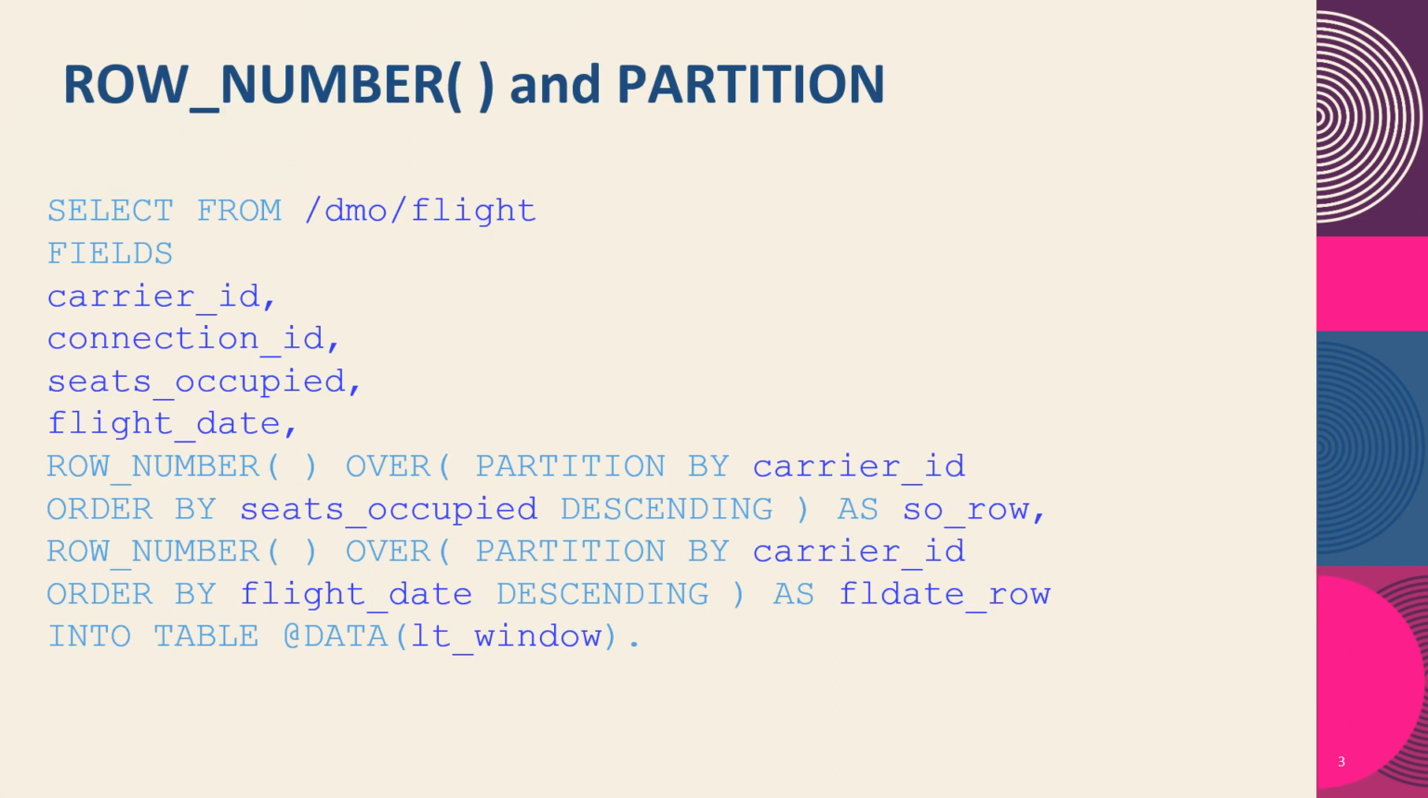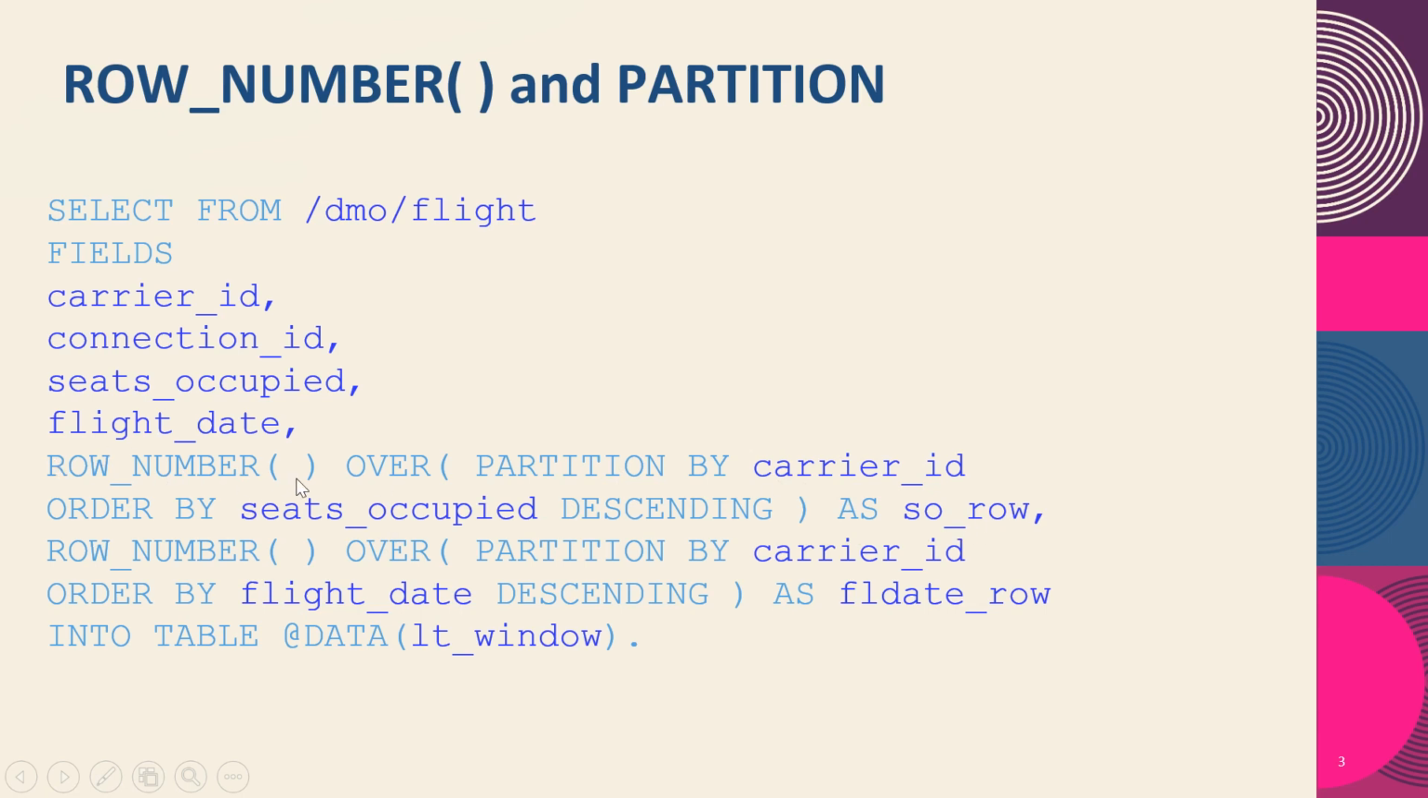Let me show one select query. Here you can see I am using the row number and partition both. I am selecting these fields: carrier, connection, seats occupied, flight date, but I am doing partition by carrier ID and order by seats occupied and giving the row number.